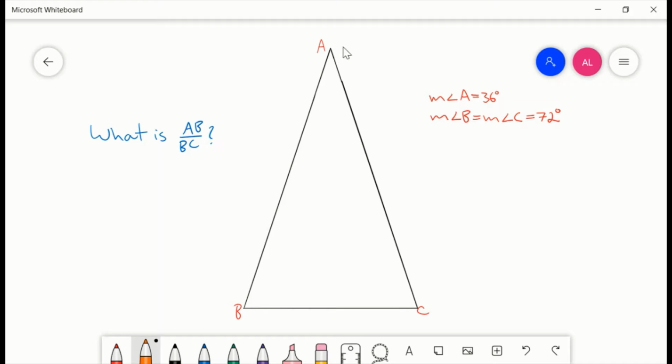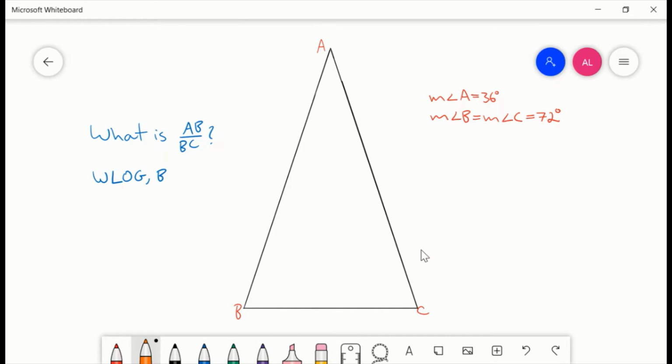So let's get started. We have this triangle ABC, and this angle A right here, its measure is 36, and then the measure of angle B is equal to the measure of angle C, which is equal to 72 degrees. So this triangle right here is isosceles. And then we want to find what is AB over BC. Okay, so we want to find the ratio of this side to this side.